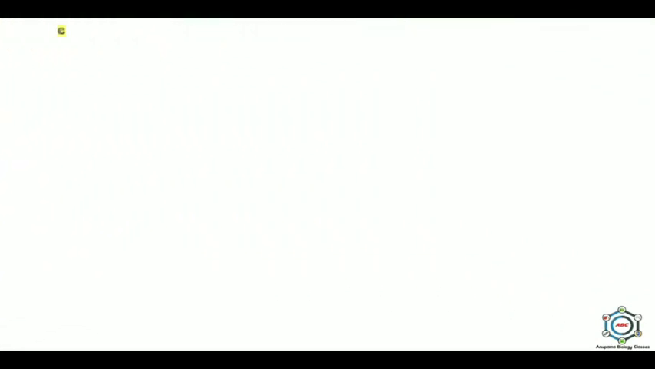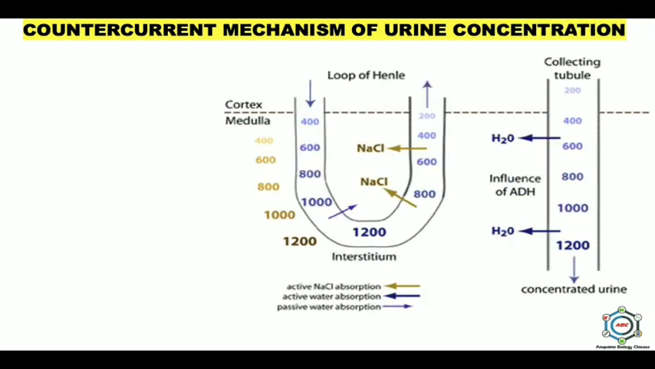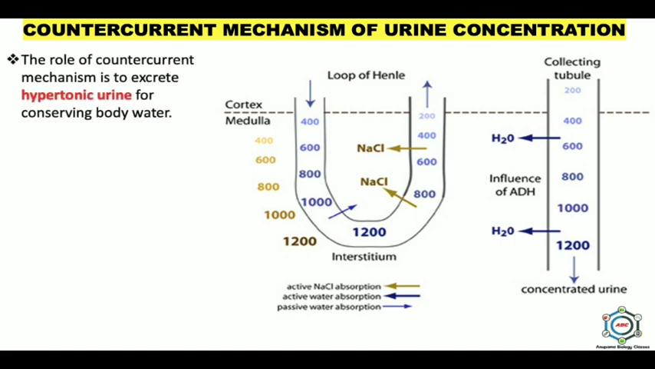Now, countercurrent mechanism of urine concentration. This is the structure of the countercurrent mechanism between the collecting tubule and the loop of Henle. The role of the countercurrent mechanism is to excrete hypertonic urine for conserving body water. Hypertonic in case of urine means urine is more concentrated than blood.